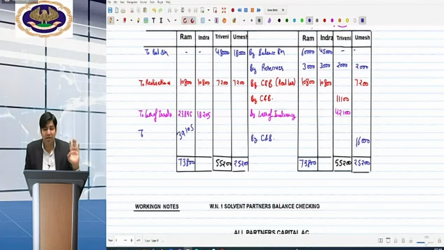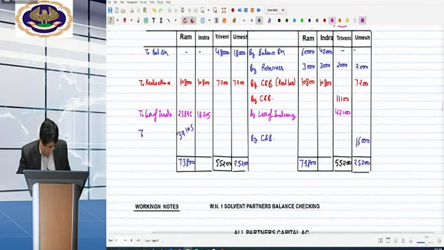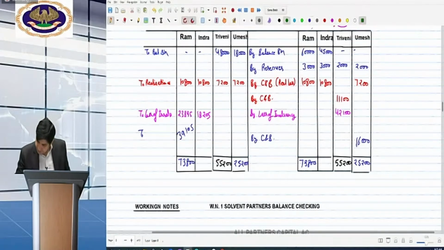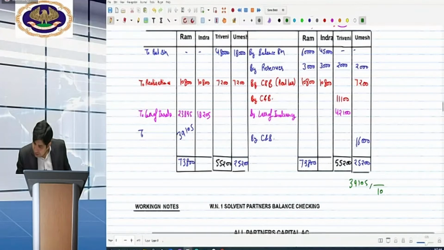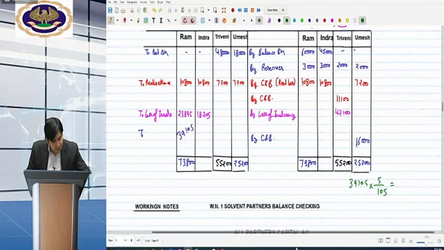I'm not preparing the working note. Please, this is your homework. I'm solving the question's remuneration part here. So 39,105 is the total amount. Out of that, commission will have to be calculated because finally it will be 100, it means total is 105. So 39 into 5 divided by 105, that is 1. How much is the amount?